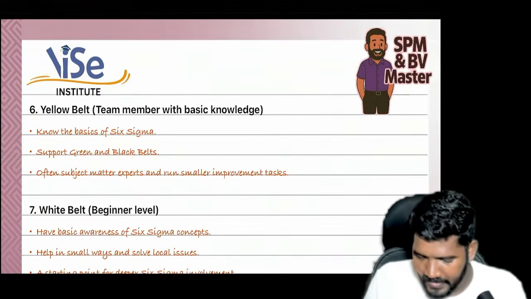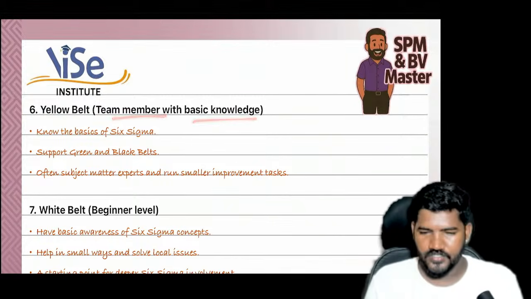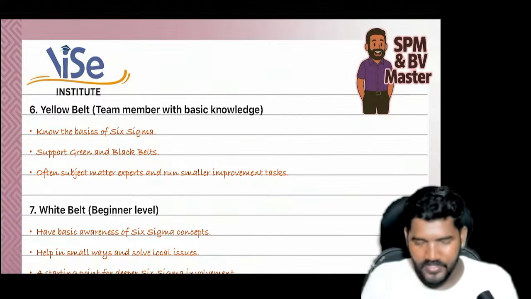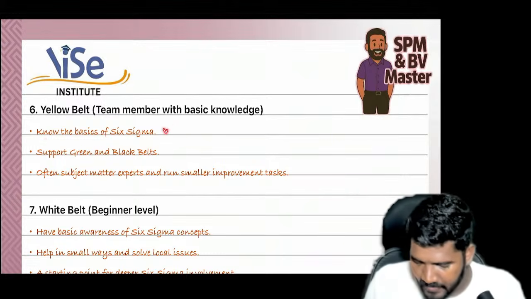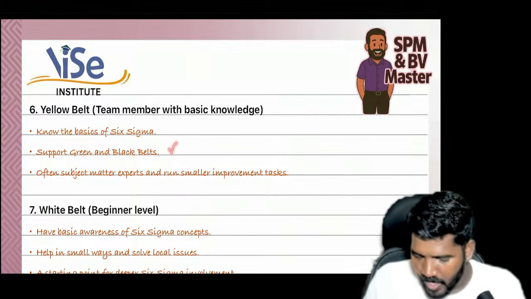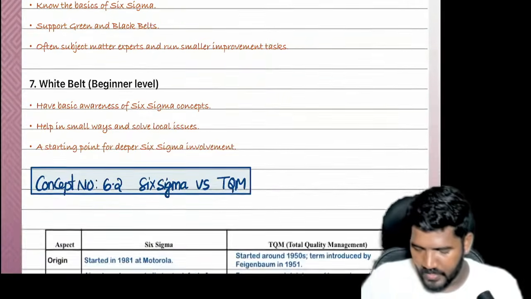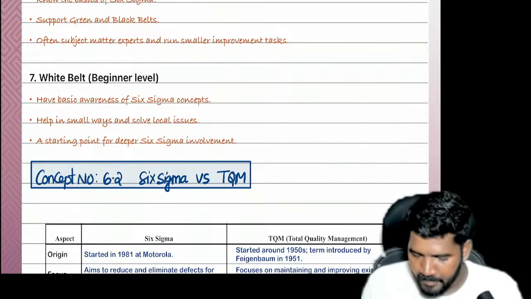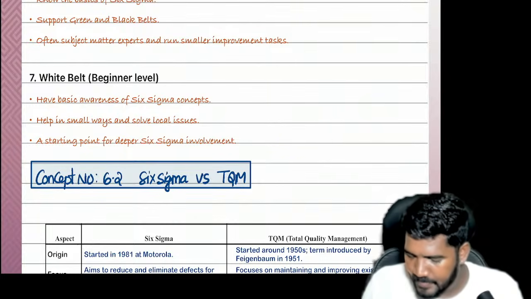After green belt, there is another team called yellow belt. They are team members with basic knowledge. Whatever knowledge we have regarding Six Sigma, they also have the same. They know the basics of Six Sigma, support green and black belts, are often subject matter experts, and run smaller improvement tasks. Next, the last team is called white belt. They are beginner level, have a basic awareness of the Six Sigma components, help in small ways and solve local issues, and are a starting point for deeper Six Sigma involvement.